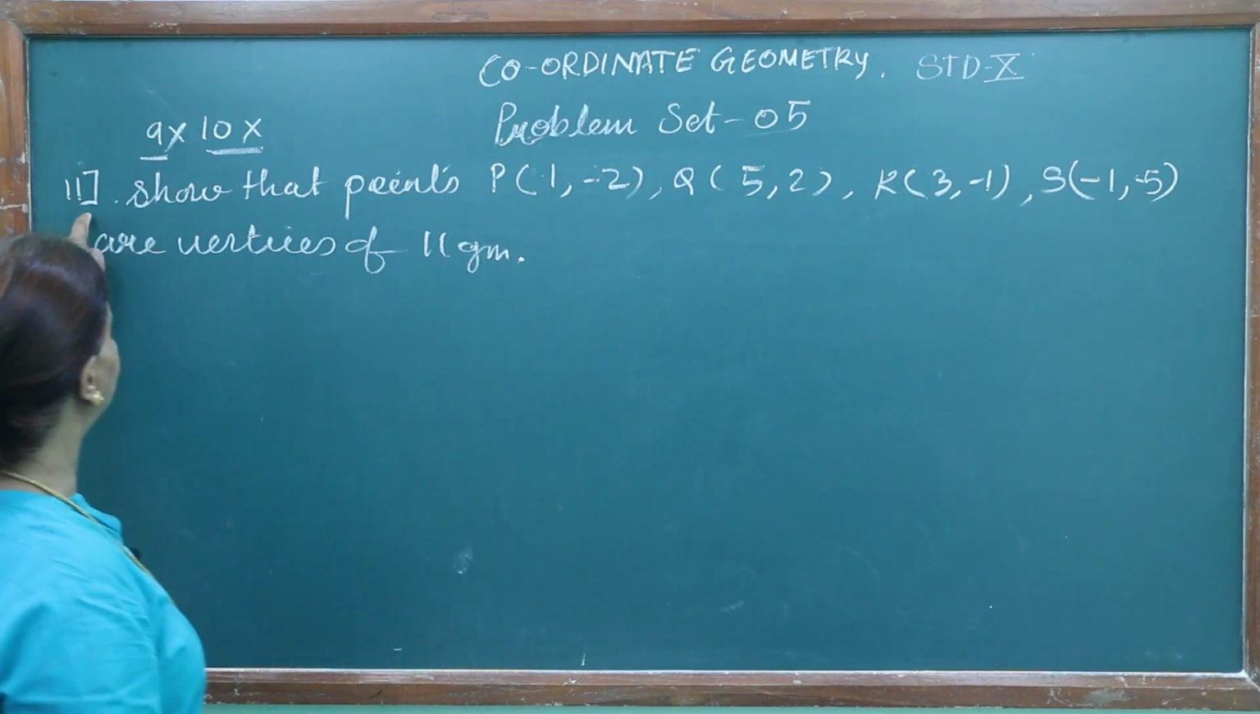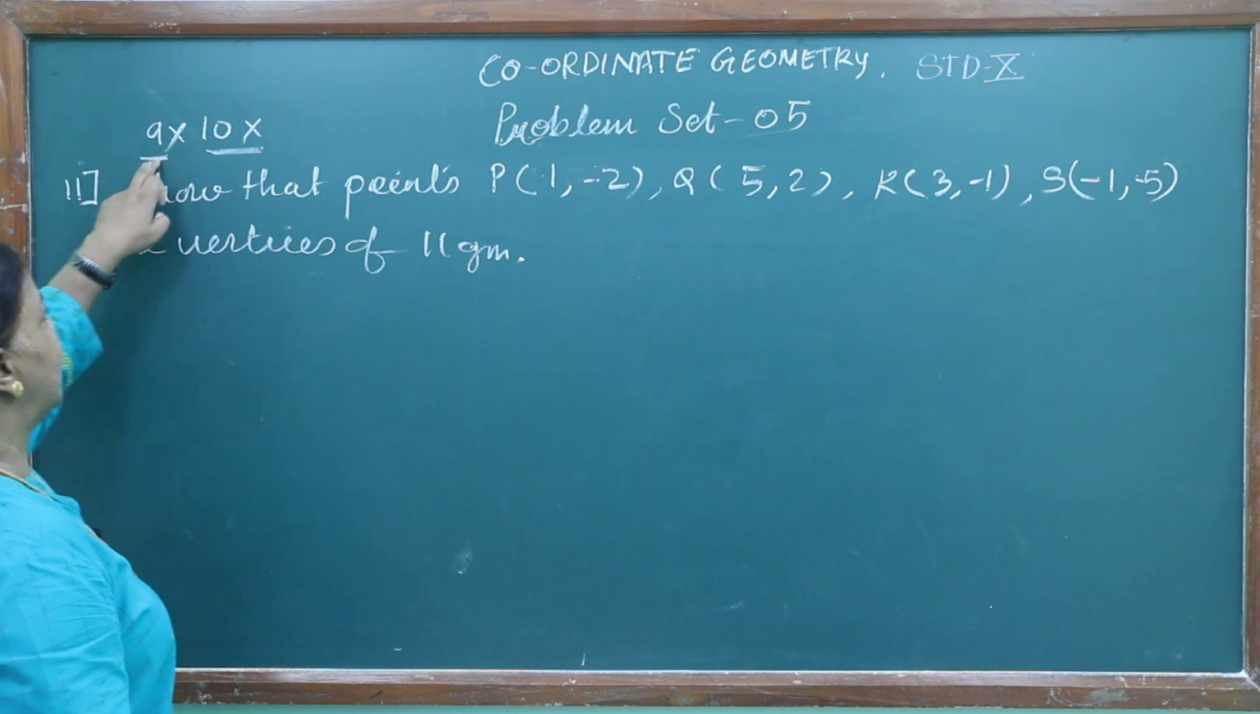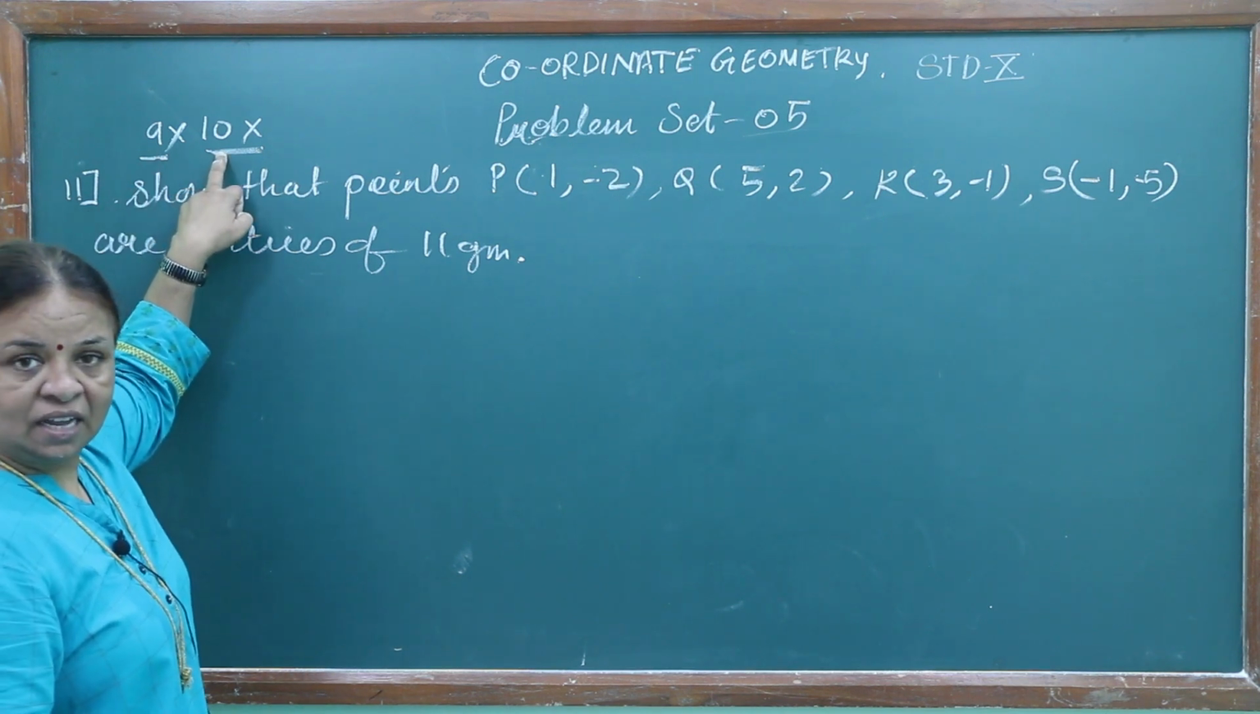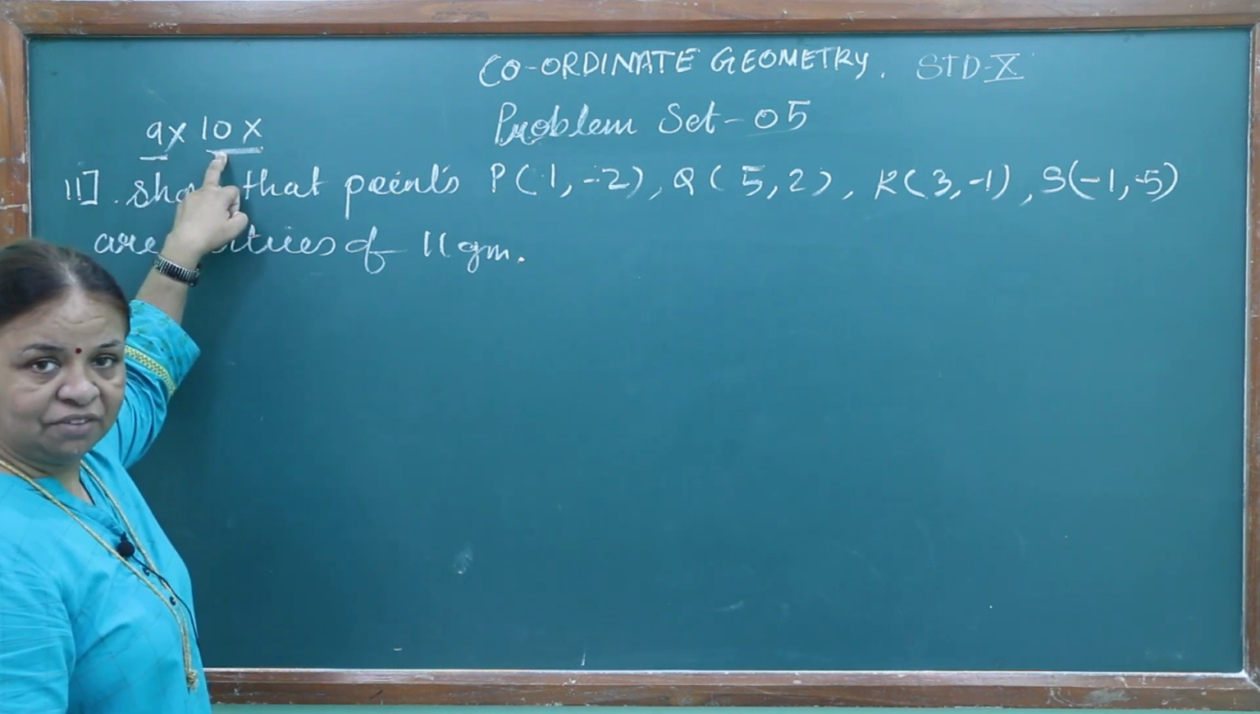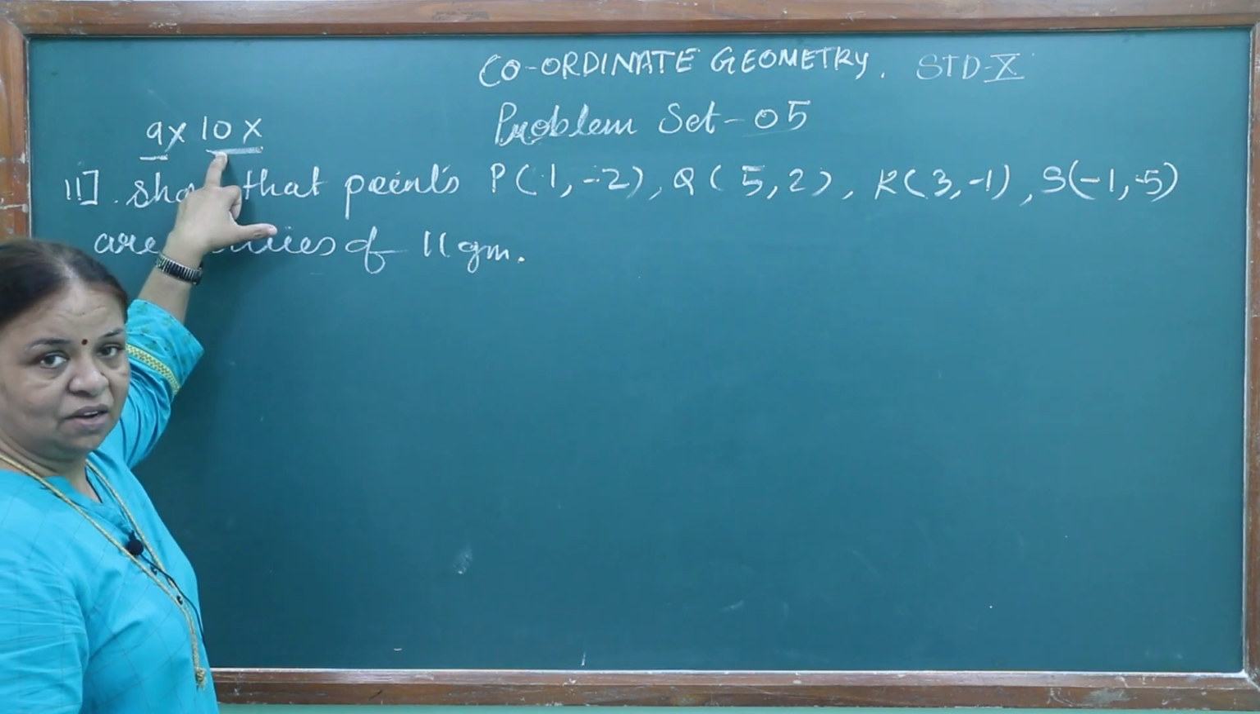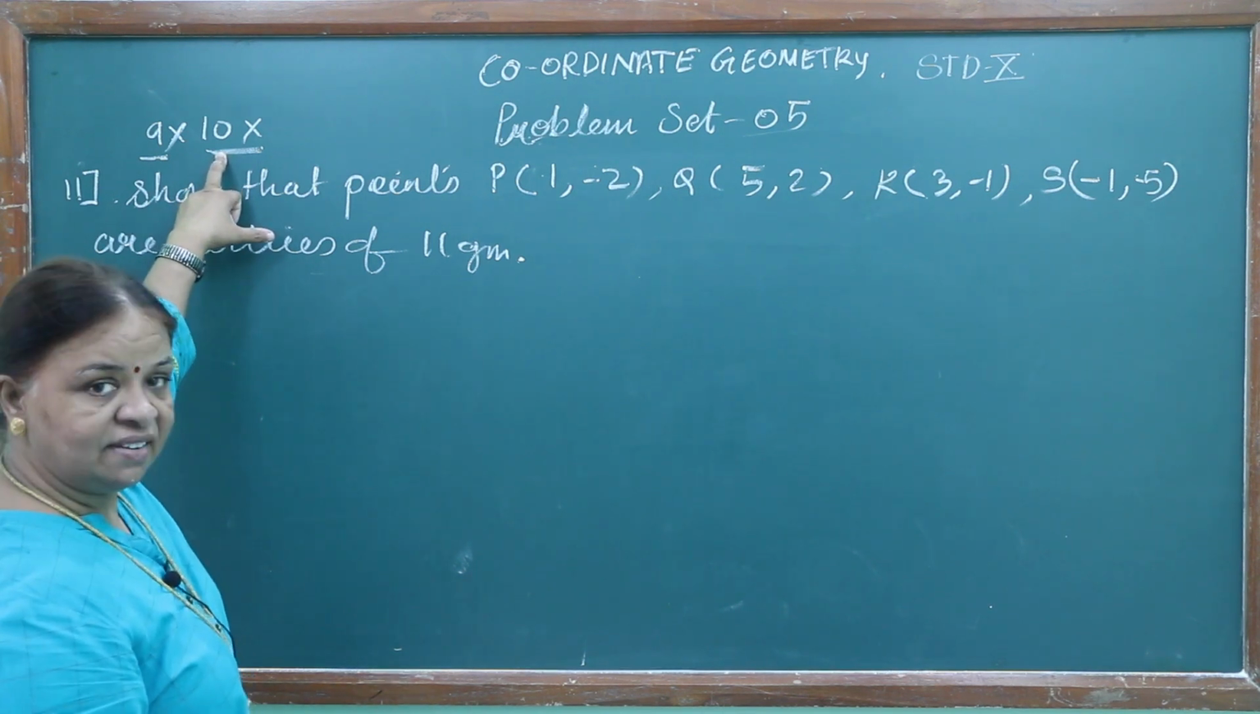Now we begin with the 11th sum, children, of the problem set. The 9th and 10th are not included in the reduced syllabus. You don't have to solve these, and no question will be asked based on the 9th and 10th.